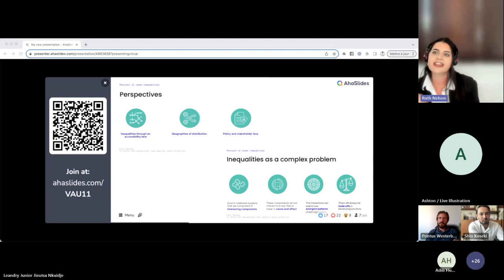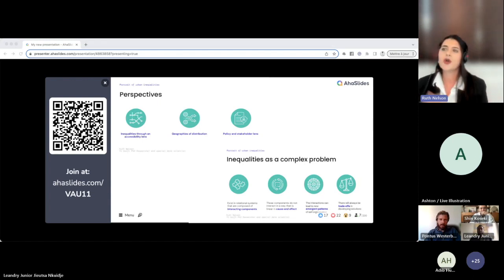The third lens we can look at urban inequalities from is a policy and stakeholder lens. So we can focus on the study of specific policies, their specific effects, how this affects specific stakeholders, who benefits, who loses out. So those are three different ways we can look at urban inequalities.